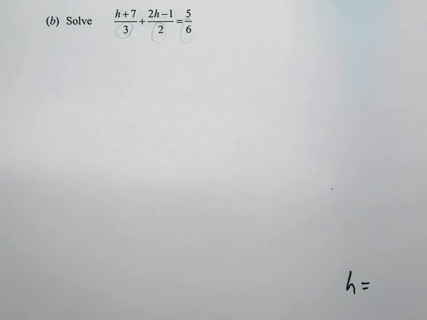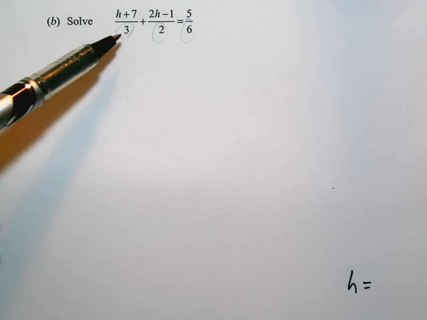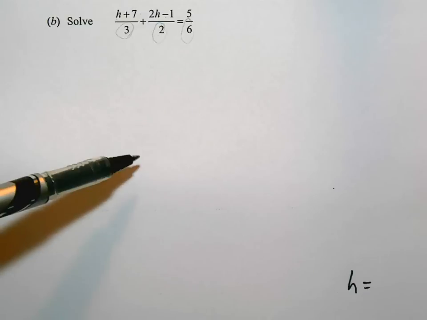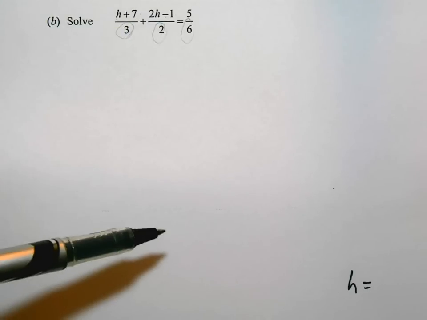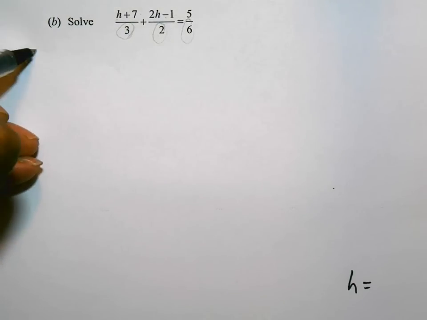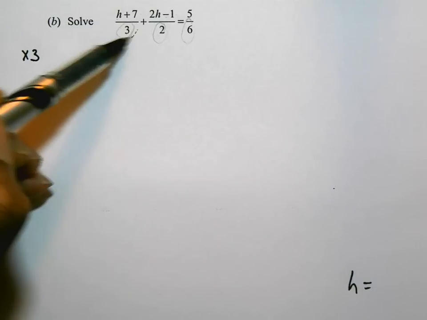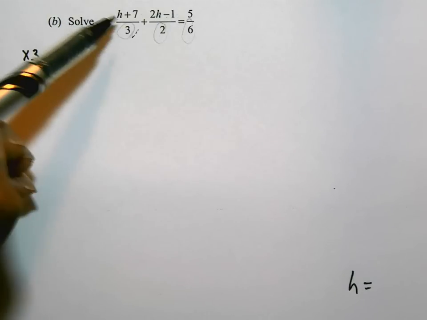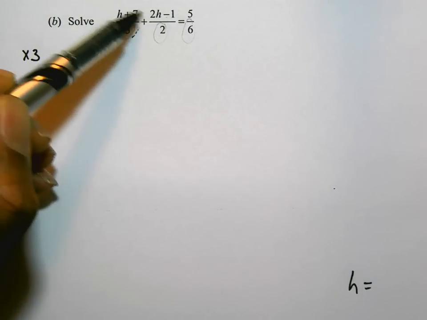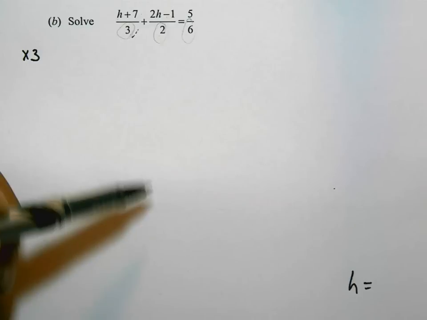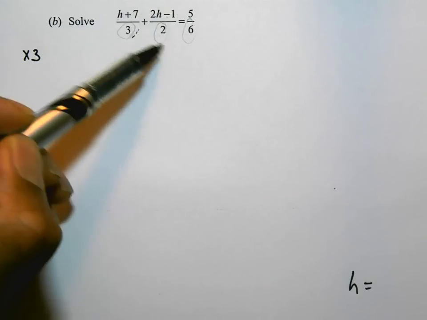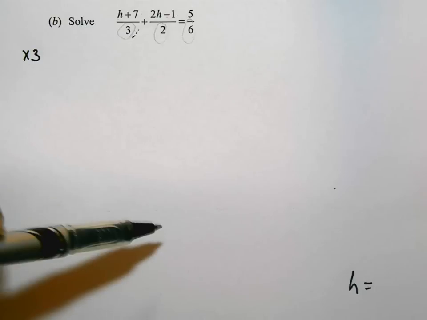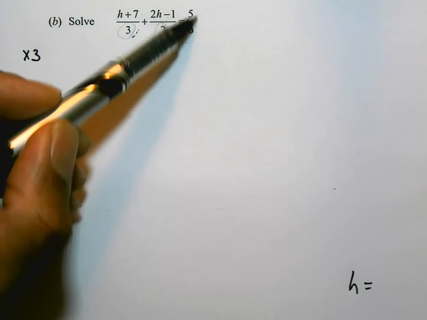I could do it in 1, but I want to do it in 3 steps so I can actually explain and show what I'm going to do. Over here, I'm dividing by 3. So the opposite of dividing by 3 is to times by 3. So I'm going to times every single term, which is this first one, h plus 7 over 3. I'm going to times it by 3. 2h minus 1 over 2. I'm going to times it by 3. And 5 over 6. I'm going to times it by 3.